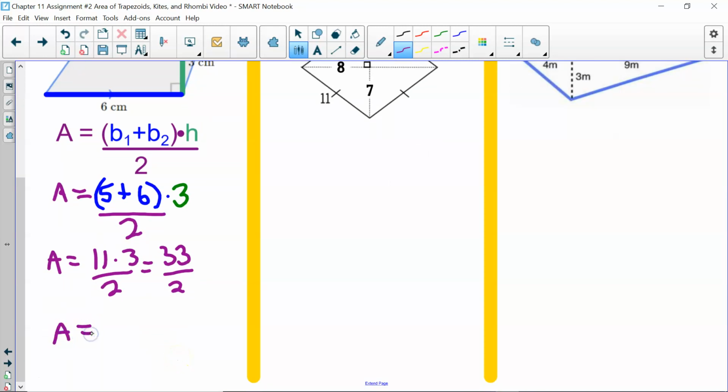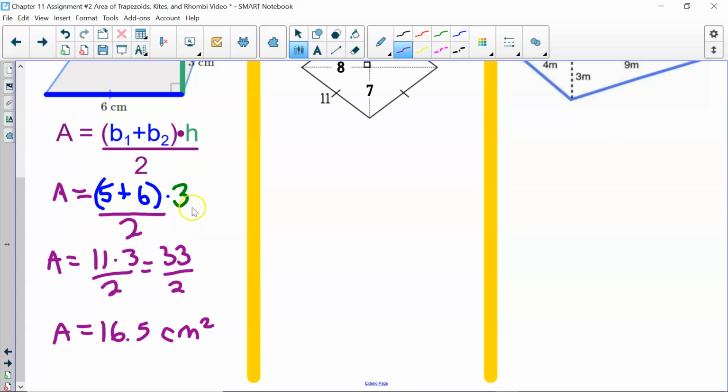And I can make that into a decimal, so get your calculator out. 33 divided by 2 is 16.5. And remember that the units that they used for the length of the sides and the height was in centimeters, so we are going to have centimeters squared. So our area is 16.5 centimeters squared.